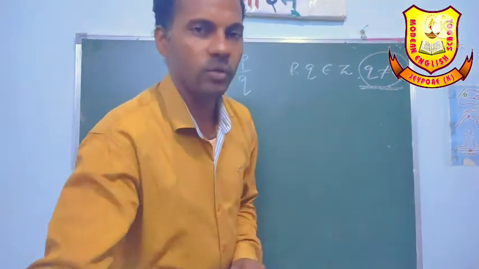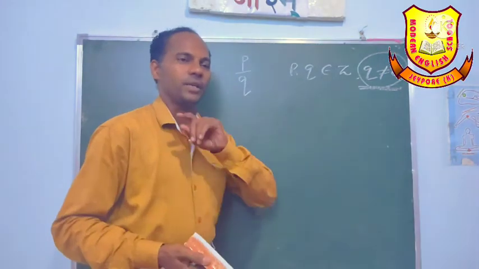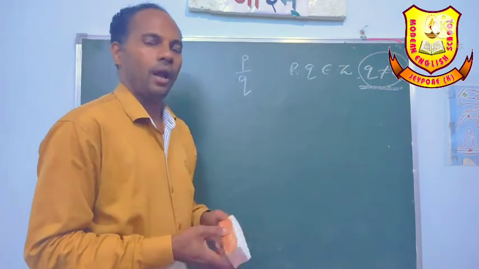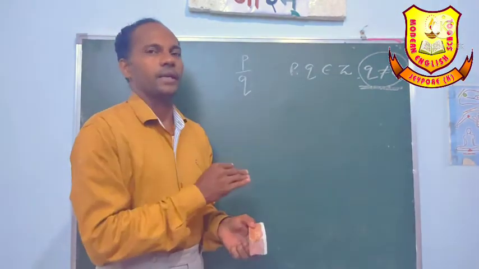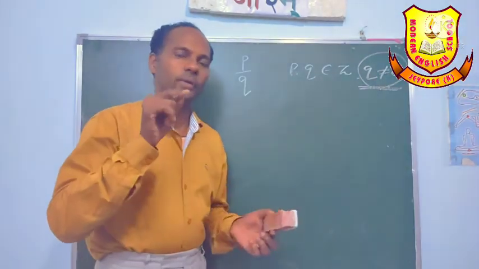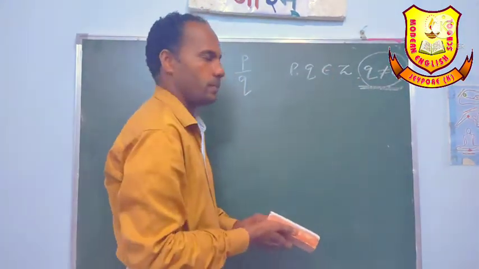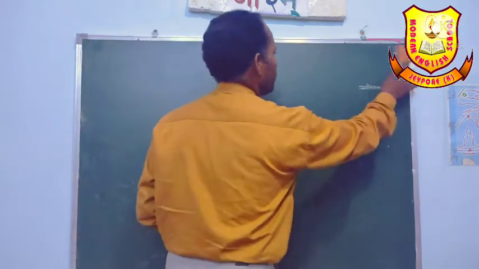I am just showing you, so find my mistake yourself. Go through the process of what I am doing and find where the mistake is, and you will better understand why q should not be equal to 0. We will start now.